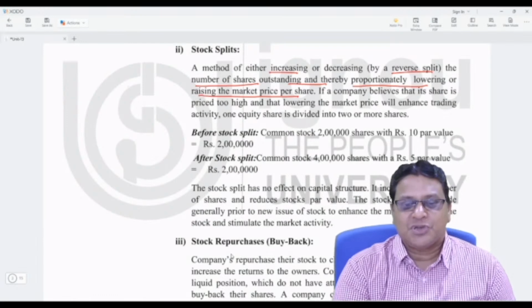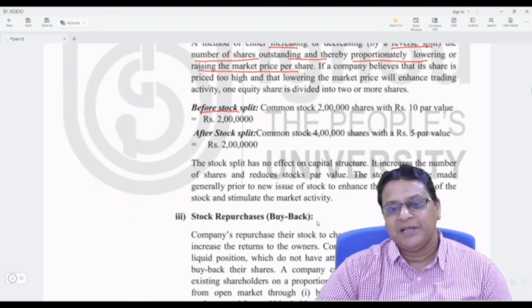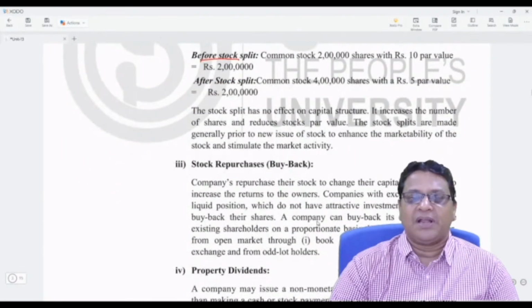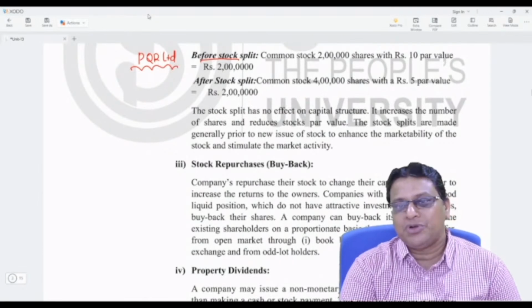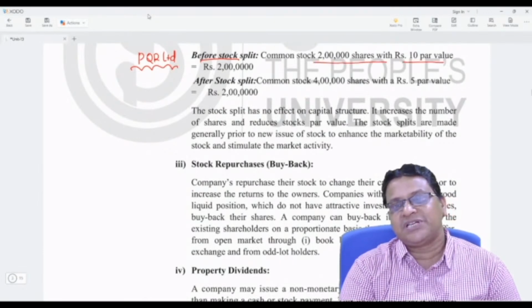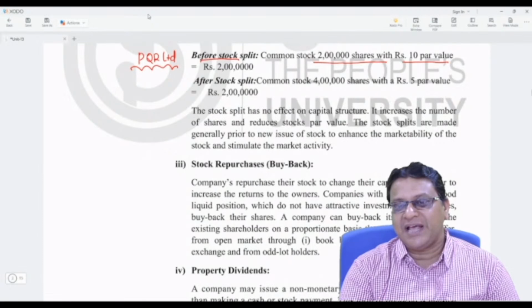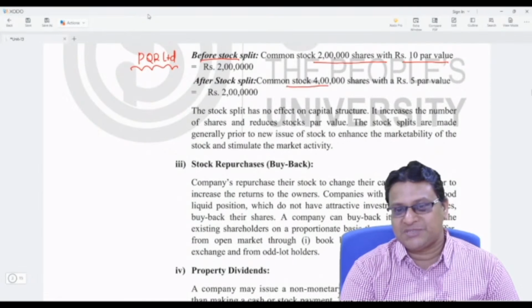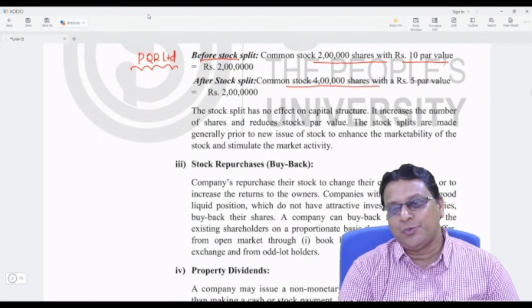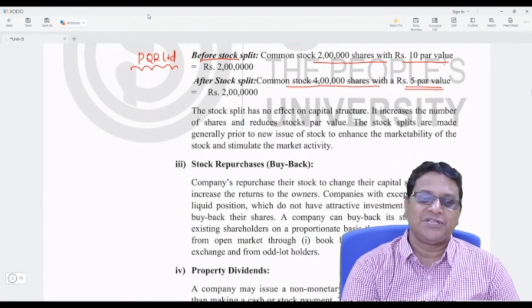Let's take an example. Suppose before stock split, what was the position of a company named PQR Limited? Before stock split, there was common stock of 2 lakh shares with 10 par value. The 2 lakh shares are split 2:1 into 4 lakh shares. So a 10 rupees share is split into 2 shares of 5 rupees each. So it happens to 2 lakh shares.